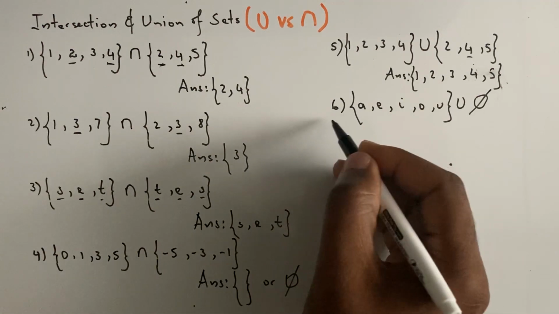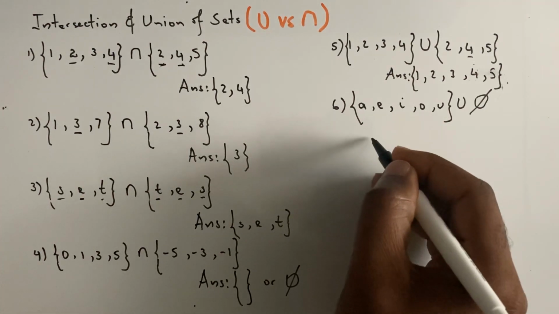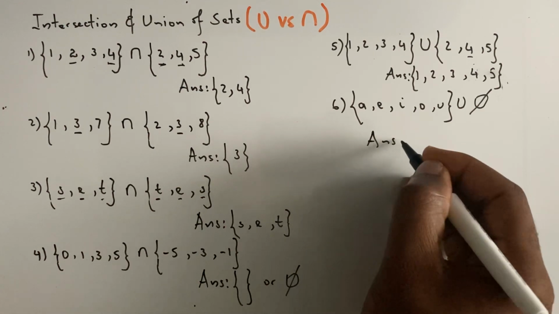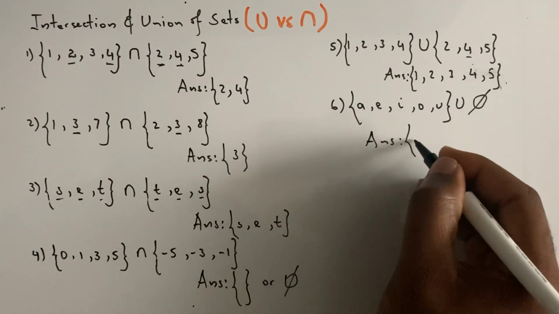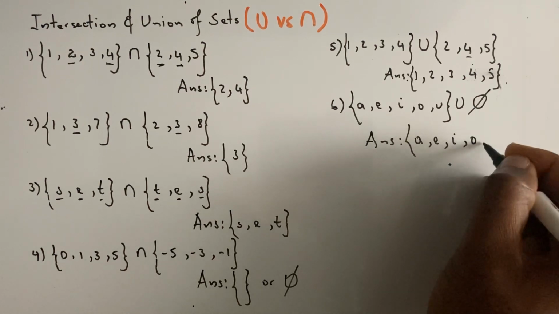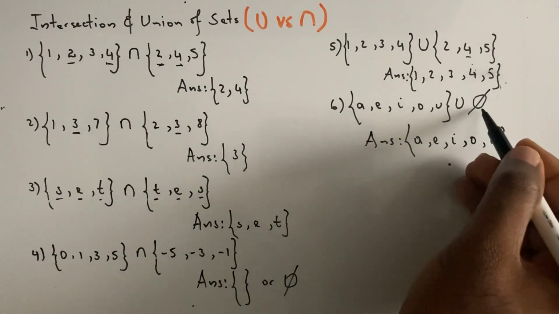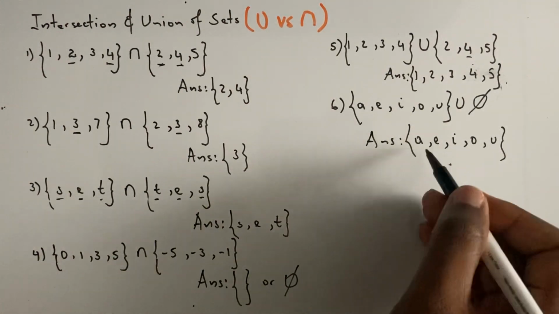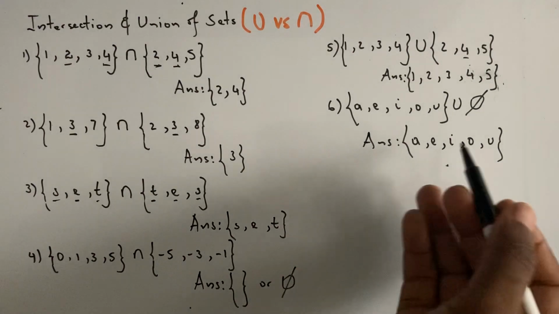How about number 6 right here? Again, what I'm doing is putting everything together because it's a union. So I'll go A, E, I, O, U, and this is just the empty set. The empty set is part of any set. So that's why I don't have to put the empty set here, because empty means there's nothing, and nothing is everywhere. That's what we mean in this case.